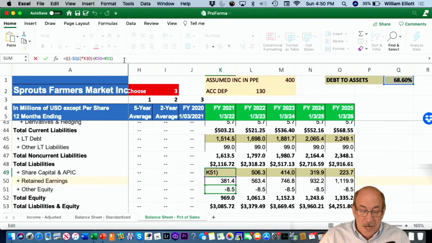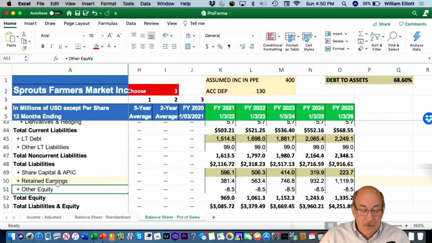And then I'm going to subtract off K50 and K51, which is my retained earnings account and my other equity account here. So by the time I add up my retained earnings, other equity, the paid-in capital and the common stock, I'm going to end up with exactly 31.4% of the assets. And when I add the equity with the liabilities, that's going to exactly equal the assets.